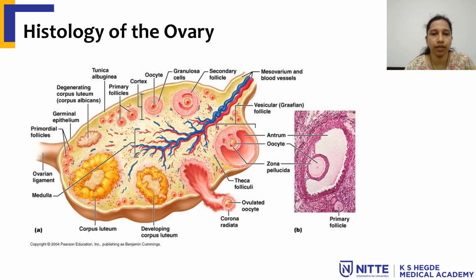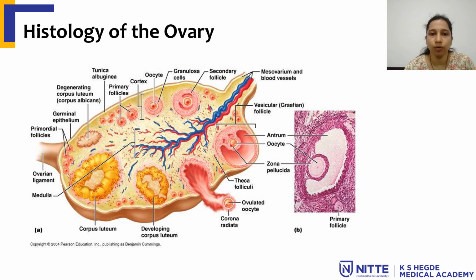So in this picture, we can see the low power view of the ovary. So this ovary is lined by a germinal epithelium, which is continuity of the peritoneum layer. So within the ovary, in the ovary cortex, we can see the oocyte, which are in various stages. So like primary follicles, secondary follicles, which is large in size and more number of follicle cells are there.